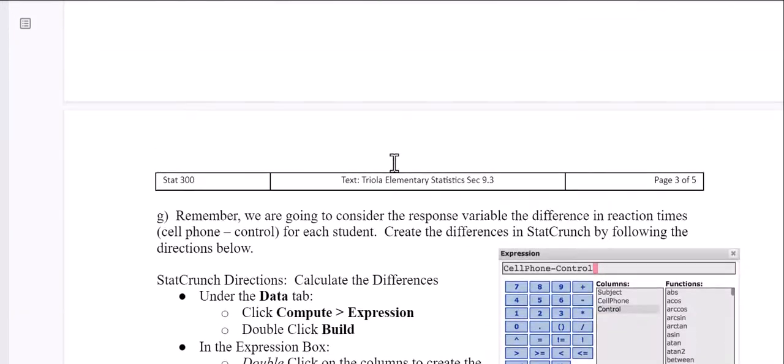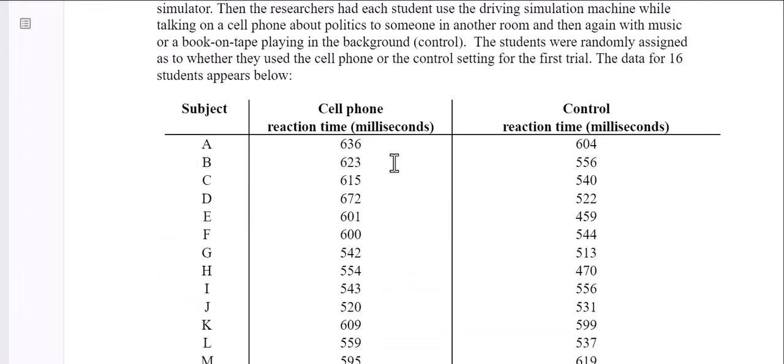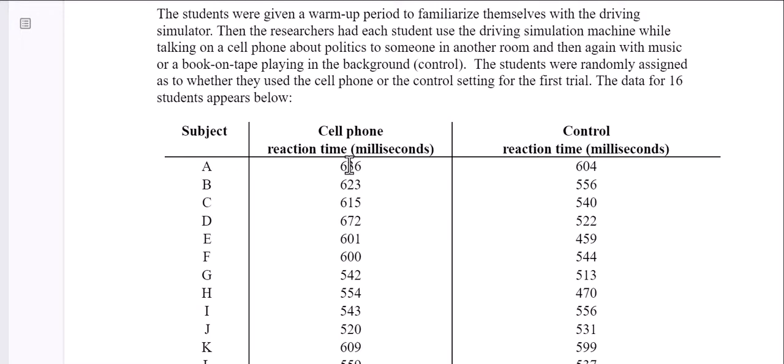So going back to the data, my variable is going to be the difference between the 2. For subject A, the first student, 636 minus 604. And then that difference is my data value. Then 623 minus 556.